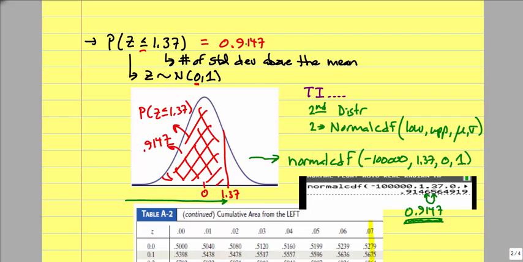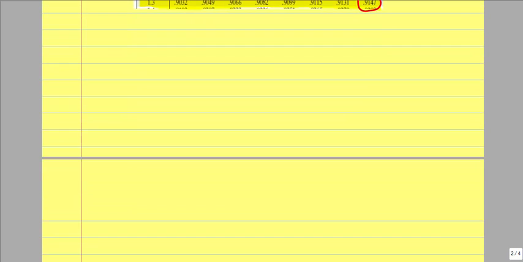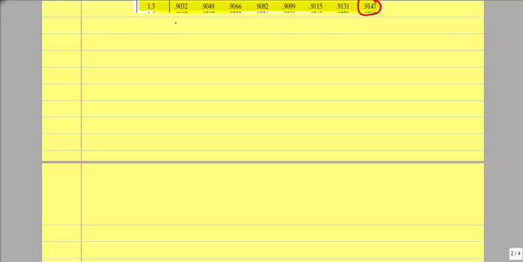So this is what we're going to be doing over and over again, drawing that picture, writing out the statement, using the tables, and then checking also with our calculators. Let's go ahead and look at another example.